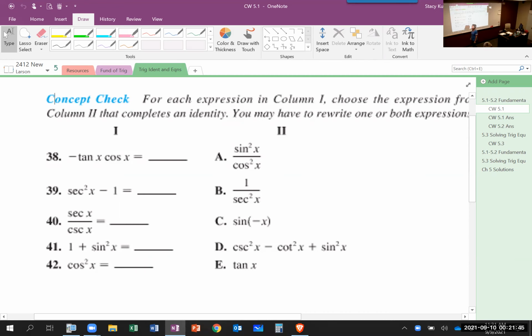All right, let's think about this first one, letter A, I should say. If sine squared over cosine squared is equal to tan squared, correct? We all agree that this could be tan squared. Now if I come over to column 1, notice that secant squared minus 1 is equivalent to tan squared x, isn't it?